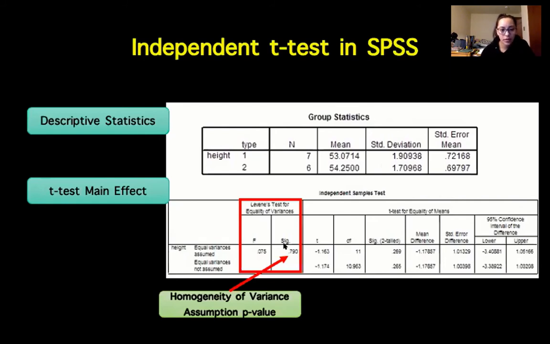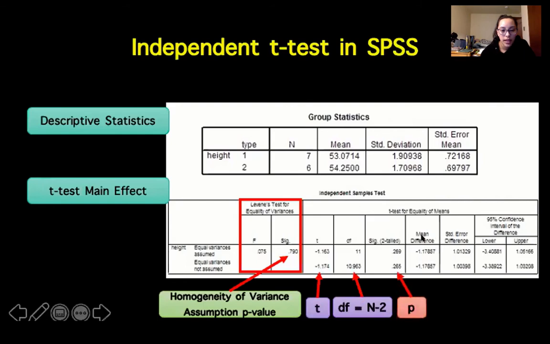Okay, so we've decided that we've met the assumption, or we can assume equal variances. So that means we're going to read this top row where we can see our t-statistic, our degrees of freedom, and our p-values. Equal variances assumed means we read the p-value for the top row. And do we have a significant difference between the means or no? So use your participant responses.